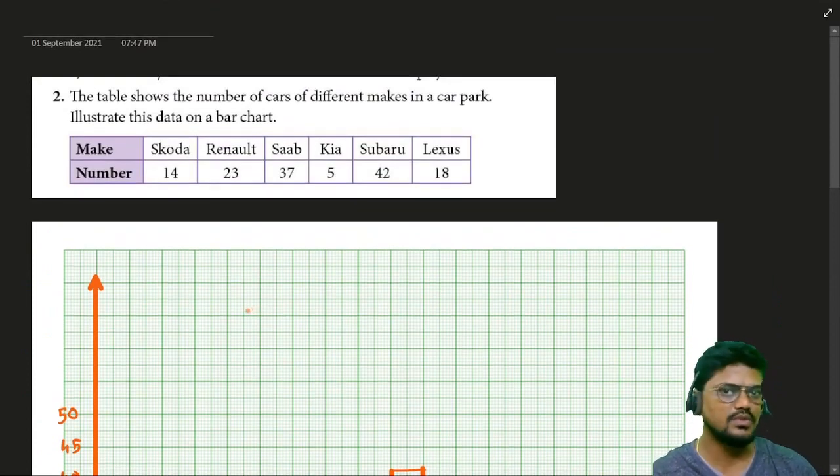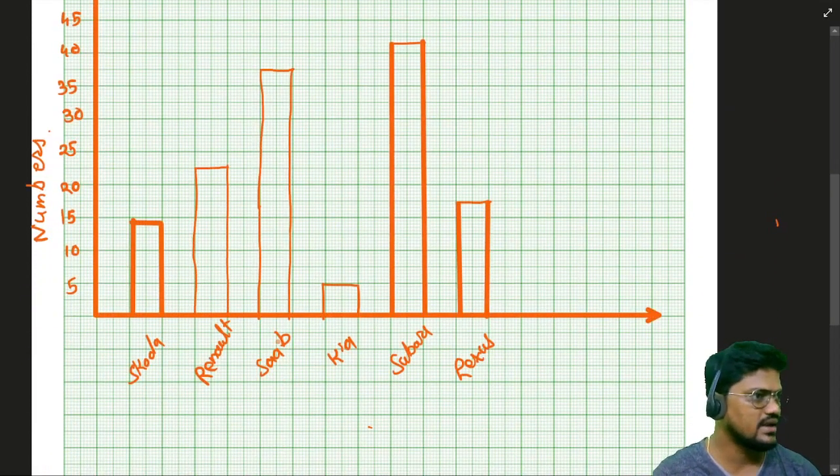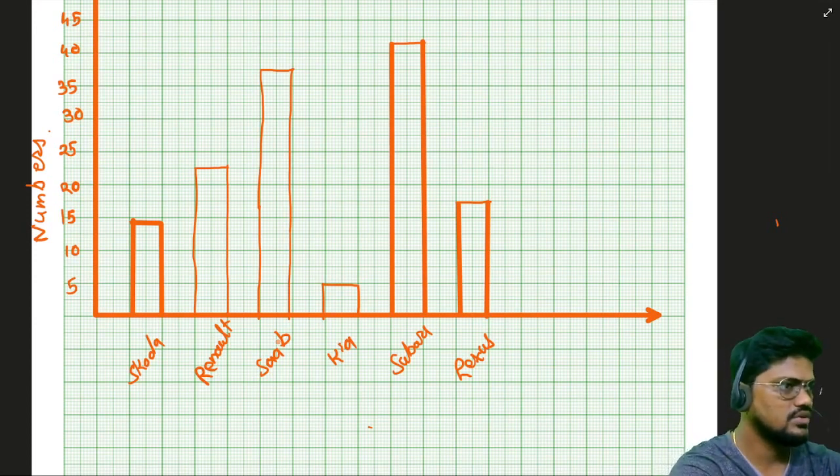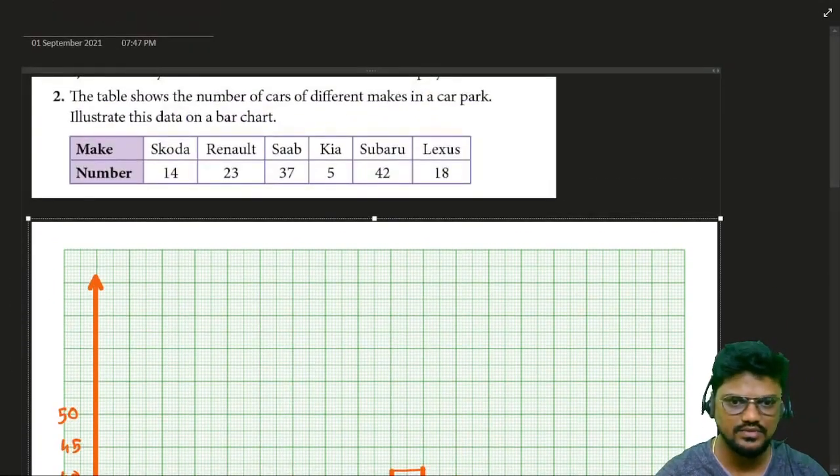The table shows the number of cars of different makes in a car park. Illustrate this data on a bar chart. You can represent it like this. Do you have any doubt in this? This is very easy actually. Clear? No doubt? Okay. Now let's go to the next question.